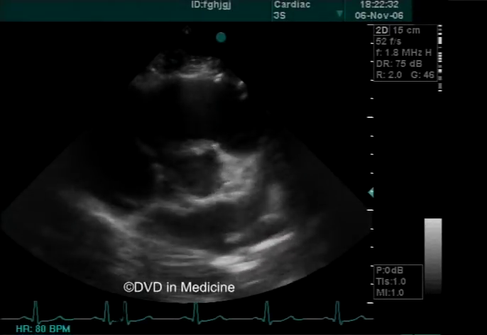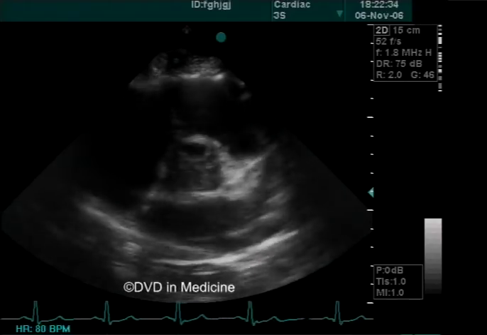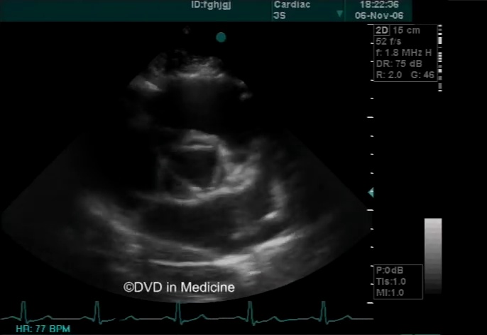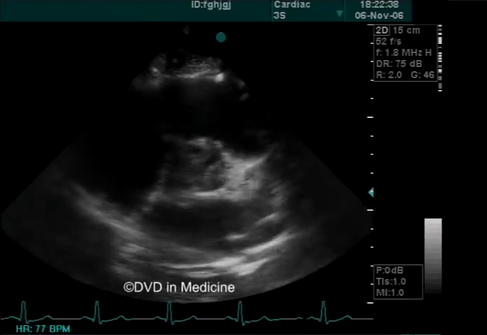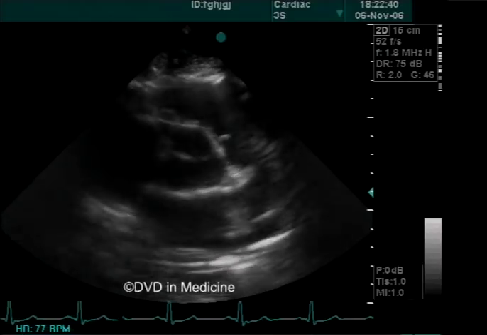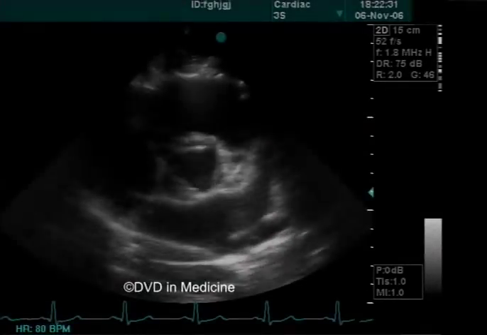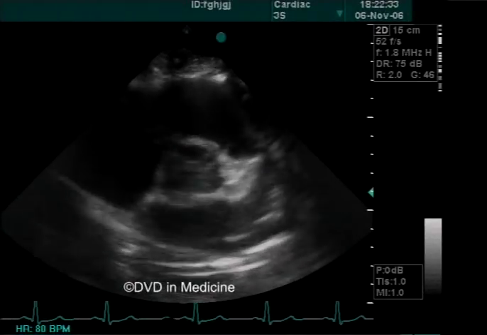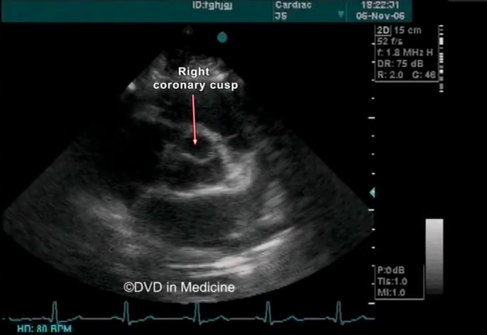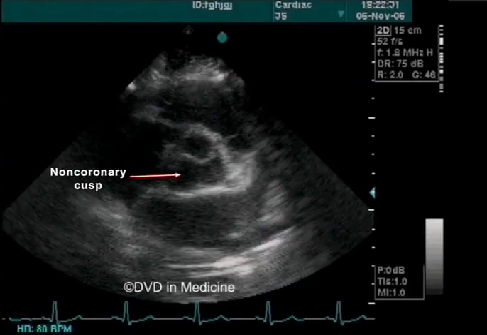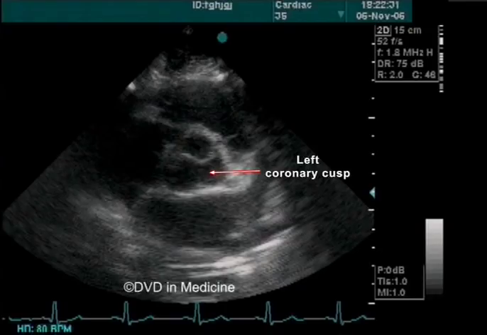In this image, one can see aortic valve leaflets in the center of the root of the aorta. In closed position, the leaflets form the shape of the letter Y, or the Mercedes logo. The right coronary cusp is on the top and near the right ventricular outflow tract. The non-coronary cusp is at the bottom and to the left, near the right atrium, and the left coronary cusp is at the bottom and to the right, near the left atrium.